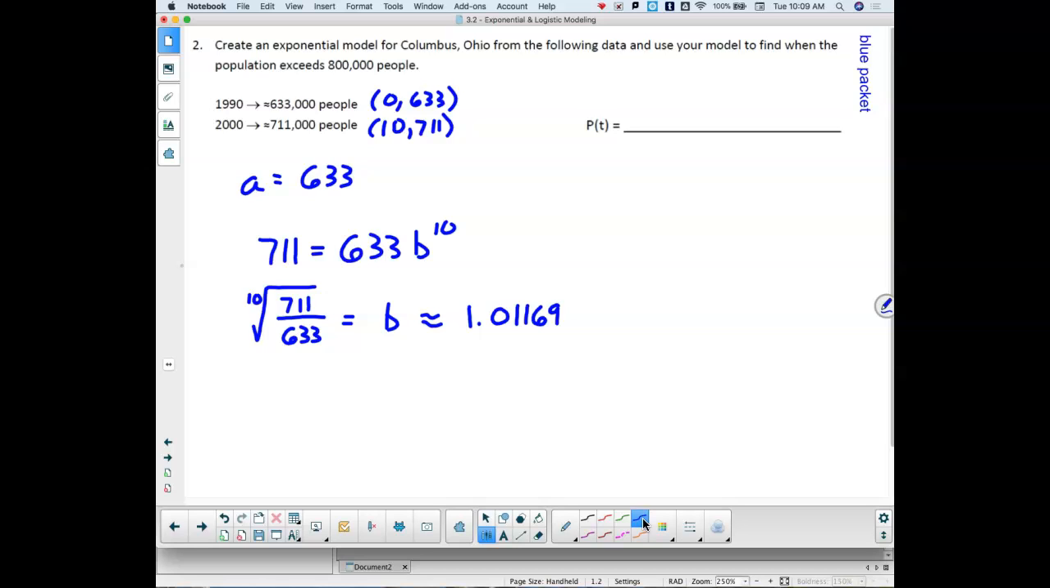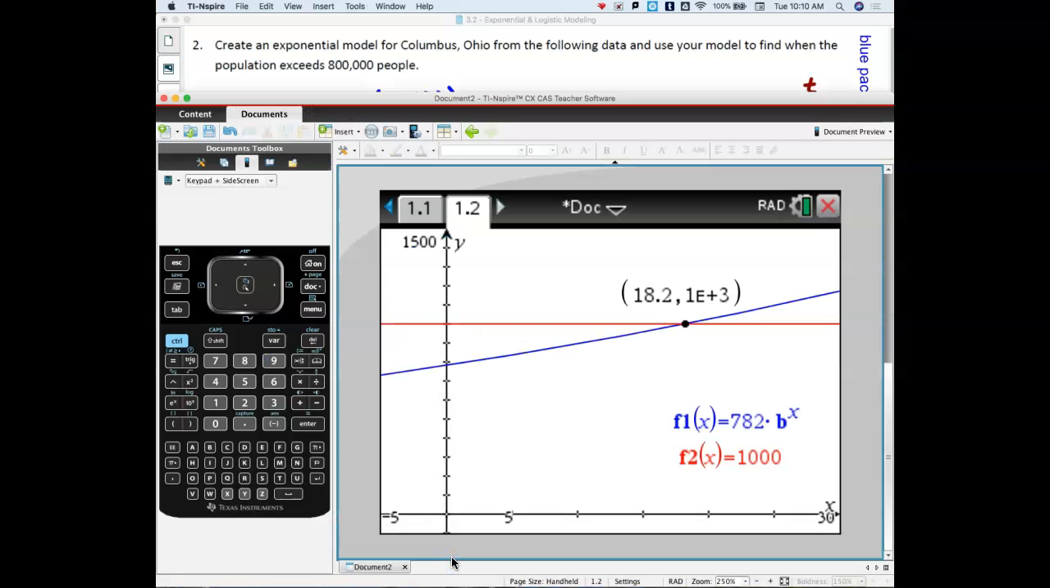Right? Wait, so what is this, the answer? I don't know, I haven't gotten that far yet. Okay? Oh, we have to use the graph. P of T is going to be 633 times 1.01169 to the T power. So now we have to graph that.